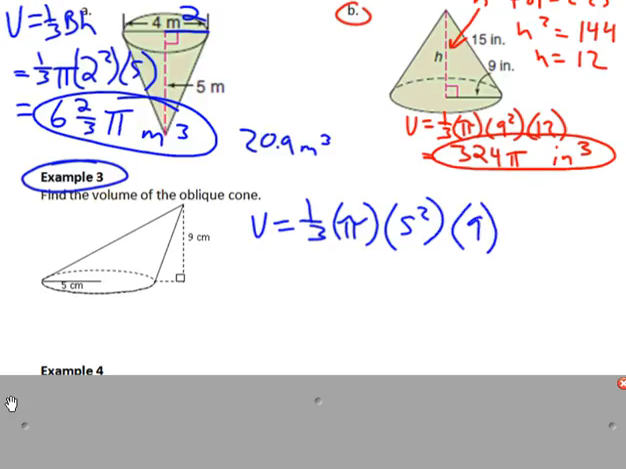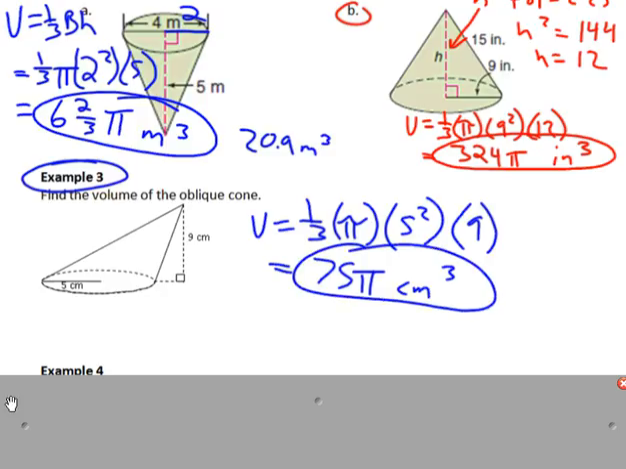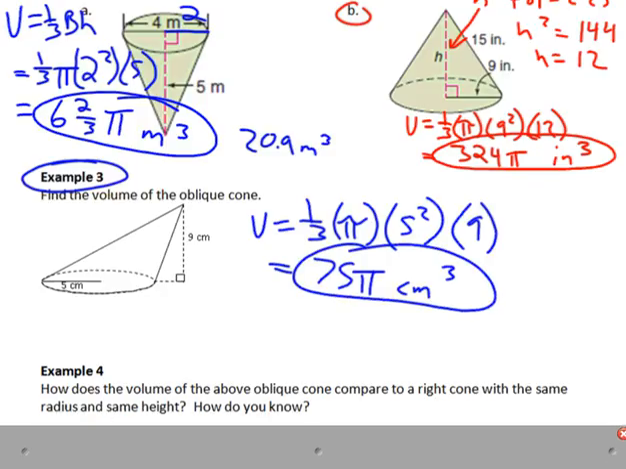And you end up getting an answer of, well, let me see, 75 pi, I believe. Because 1/3 of 9 is 3, multiply that by 25, 75 pi centimeters cubed. All right, so oblique, don't let those fool you. They work the same way.